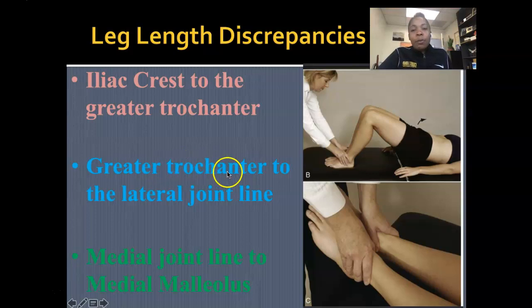So if you go from the greater trochanter to the lateral joint line, then you'll assess the length of the femur, right? That makes sense. And then if you go from the medial joint line to the medial malleolus, you'd be assessing the length of the tibia. So these are different ways to determine how long the tibia is, how long the femur is, and these would be good assessments to help you determine which bone is the causative bone, or the bone that's causing problems, right? So these are structural ways to assess individual bones, right, you guys?